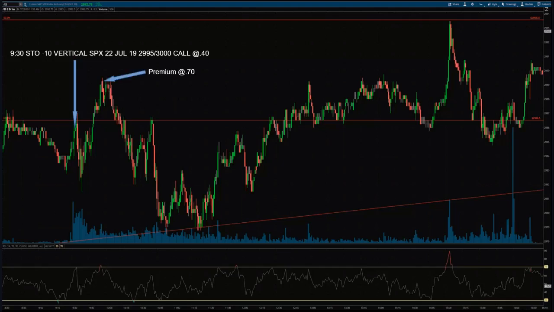But if you can see here, this area right here, I had identified as an area of resistance. And you can see later in the day that it bounced off of it, right? It moved up against it, bounced off of it, but then it went right back up, right? But in this particular trade, I held on, let the market go down, and I closed the trade for 10 cents.